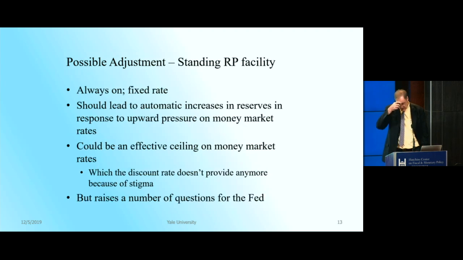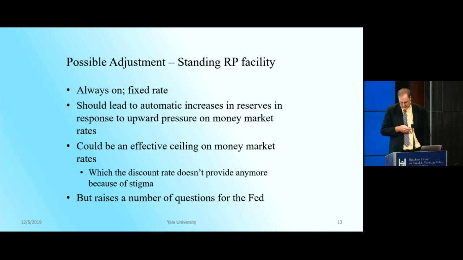So what else could you do? You could do a standing RP facility. It'd be always on at a fixed rate. The hope would be that would lead to automatic increases in reserves. When market rates began to move up, more folks would come to this facility. They'd bring their treasuries, they'd get their cash, and that would put downward pressure again on money market rates. That could be an effective ceiling on money market rates. That would be helpful because we don't really have one of those these days.